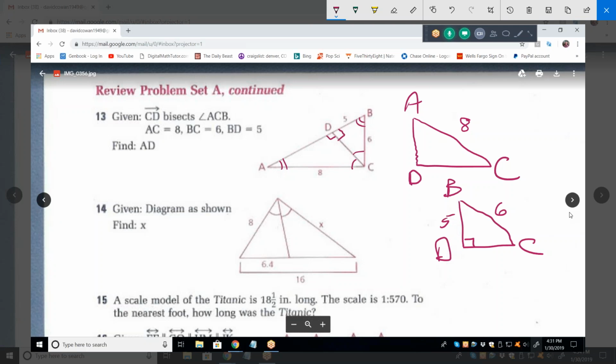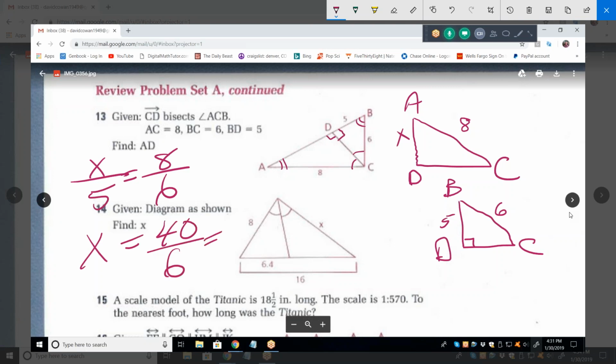So AD, we're trying to find X. AD. Give me an equation. X over 5 equals 8 over 6. Correct. So X equals 40 over 6, or 20 over 3.